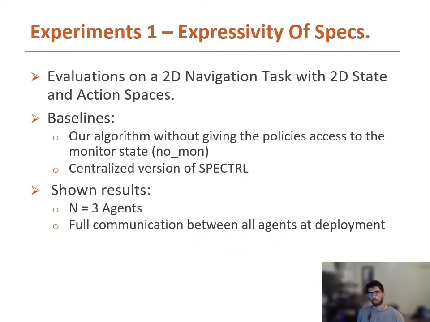So we carry out experiments on a 2D navigation task where the state and action space is 2D. Here, as a baseline comparison, we create an algorithm where we don't give the policy access to the monitor state, so it doesn't know which task it is in. This makes it hard to synchronize between agents. Another baseline is the centralized version of Spectral, which sees the whole state as input to the policy. We show the results on 3 agents and show some clear shortcomings here.